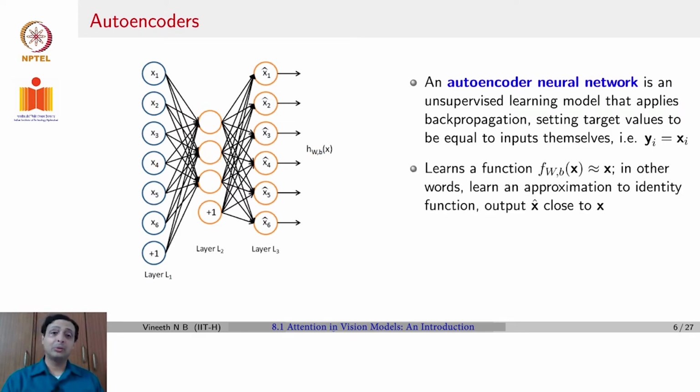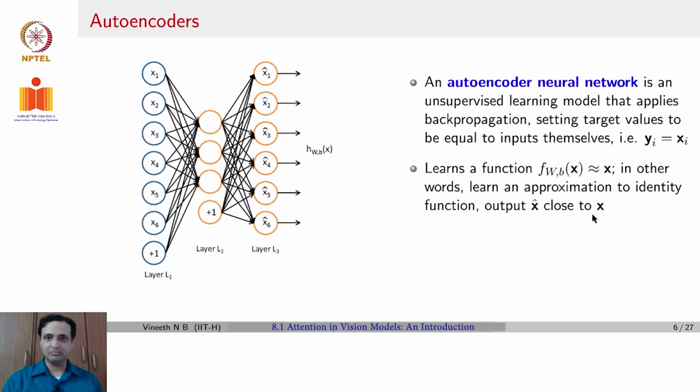So what are we really trying to learn here? We're trying to learn a function f parameterized by some weights and bias W, b. f(x) is equal to x. Rather, we are trying to learn the identity function itself and predict an output x hat which is close to x. So how would you learn such a network?